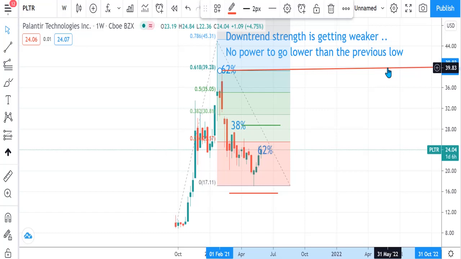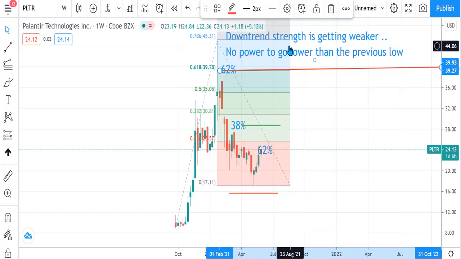From this analysis, what you can gain is this: if you have a high risk appetite, some of us do, you might want to do the trade now and buy now, because we already have signals. The downtrend is lower, the power to go lower is low. So you may just want to enter the trade now.